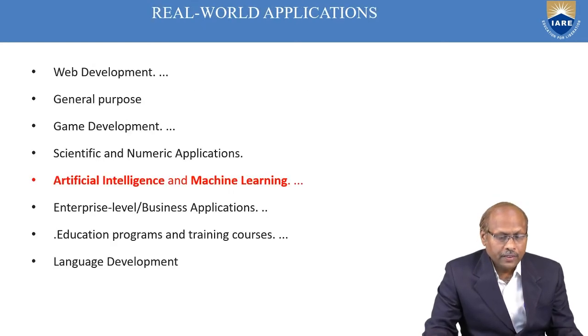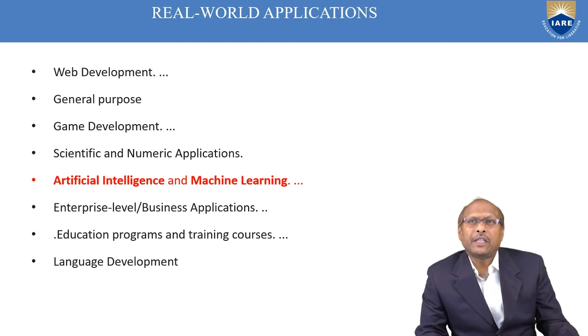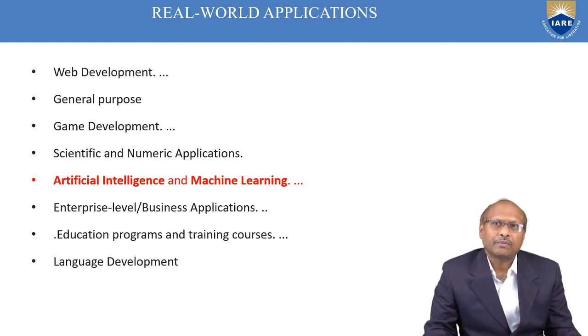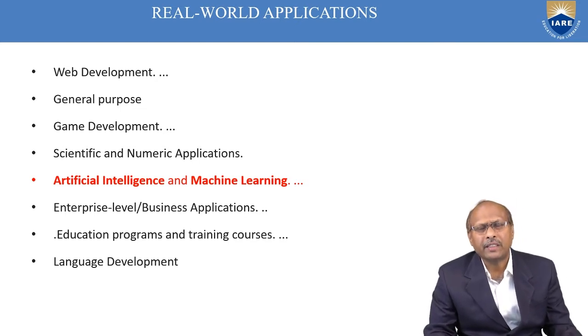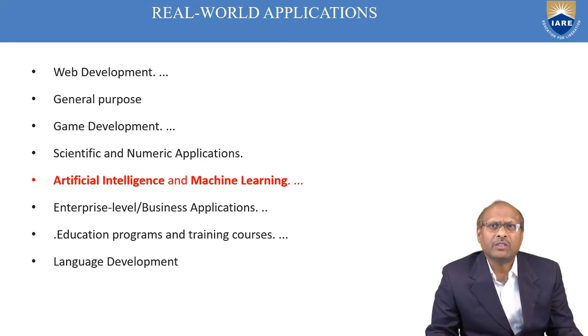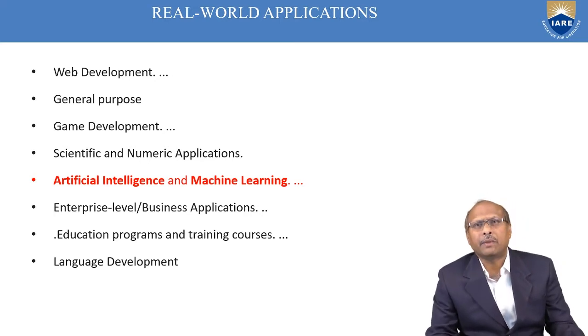Next. Real world applications: where exactly is Python used? Python is useful to develop web-oriented applications. Python is useful for general purpose. Python is useful for game development. That means you can develop gaming software also. And Python is also useful for scientific and numerical applications.